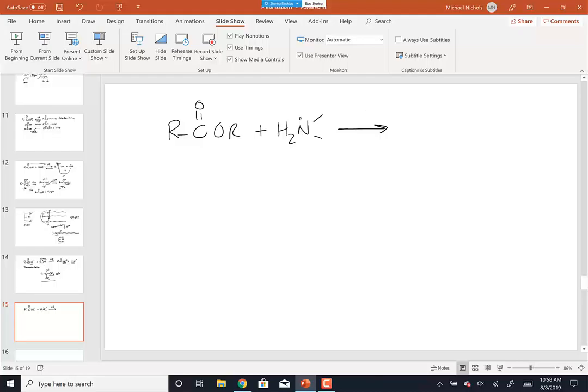So if nitrogen then is a better base, what it makes it is a better nucleophile. So nitrogen's going to come in and attack the ester on its own. Why can it do that? It's a better nucleophile. So now I'm going to end up with this.